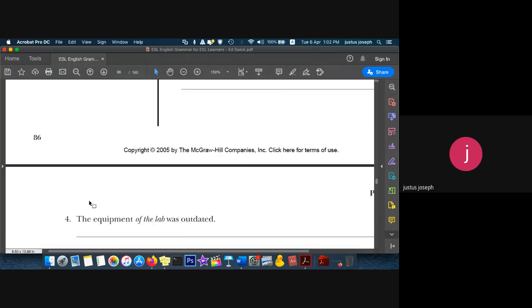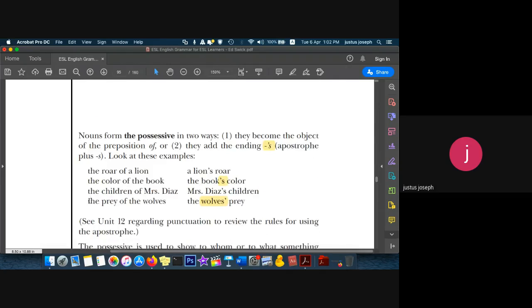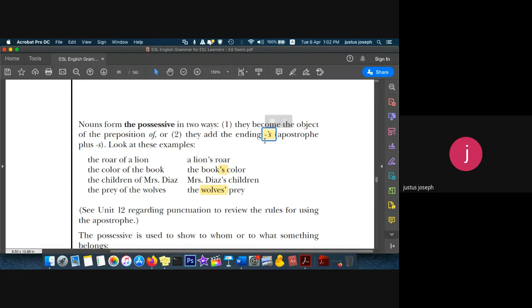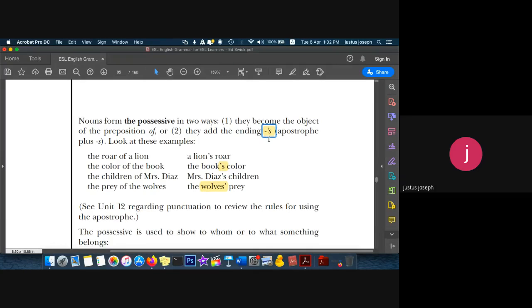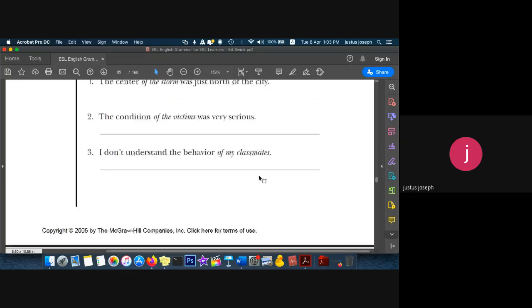With that, this topic of possession is over. For anyone who has not understood, I'm repeating this again. All we are doing is putting an apostrophe S. The subject, or you can call it the object, or the main noun, gets an apostrophe S with it, and the rest of the thing comes after it. So the roar of a lion will become a lion's roar. It's as simple as that.